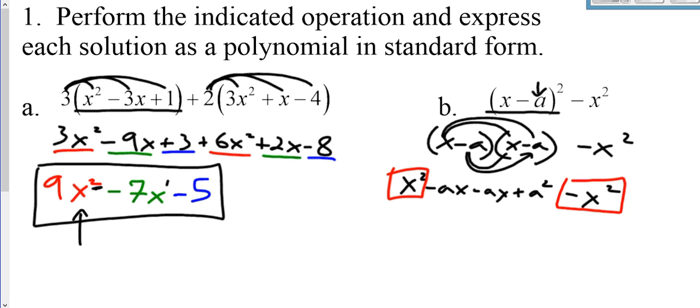So they cancel each other out. So I don't have any x squared terms left. And then my linear terms are the ones with just an x value. I get a minus 2ax from those two terms. And then my constant is, well, the monomials without any x values, that's just going to be plus a squared. So now I've written this in standard form.